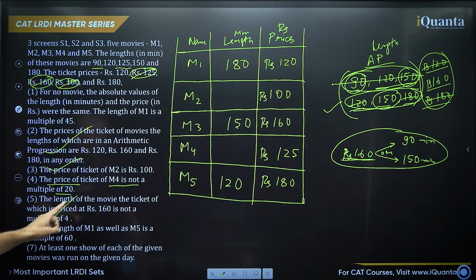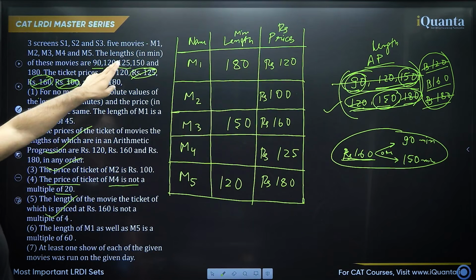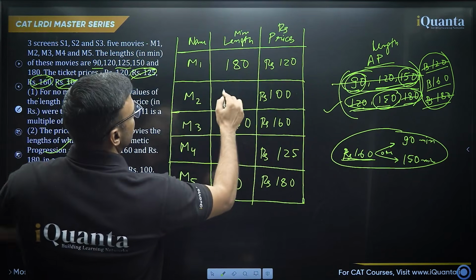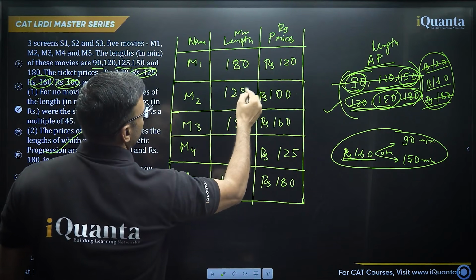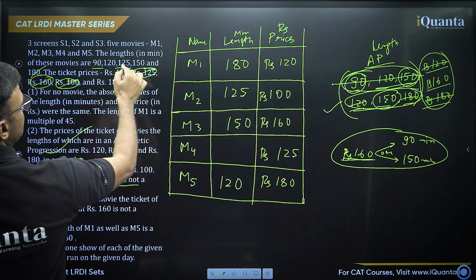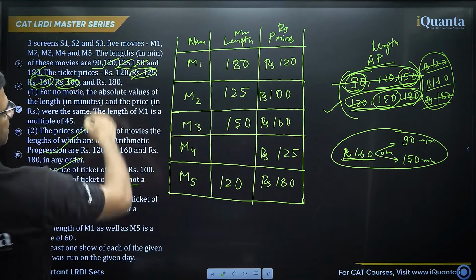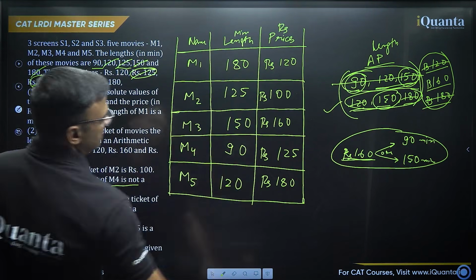Price of ticket M4 is not. Okay, so I think you just check it. At least one show of each of the given movies are run out. Okay, so let's go through once more and see if there is anything that is left over. For no movie, the absolute values of the length and price were, oh right, so 125 minutes cannot be with 125 rupees. So that's it. So this is 125. So in length, we have used 180, we have used 125, we have used 150, we have used 120, so only 90 minutes is left here.